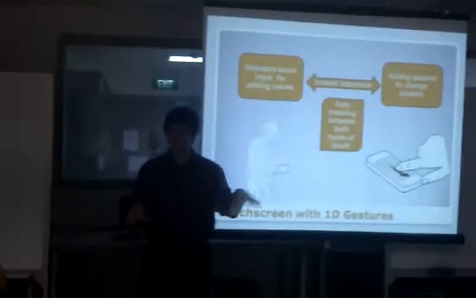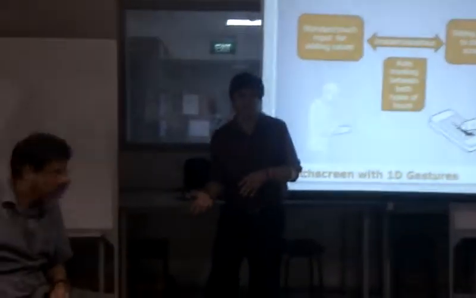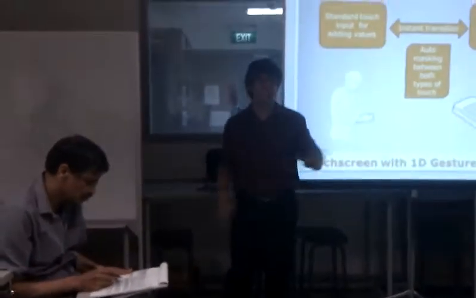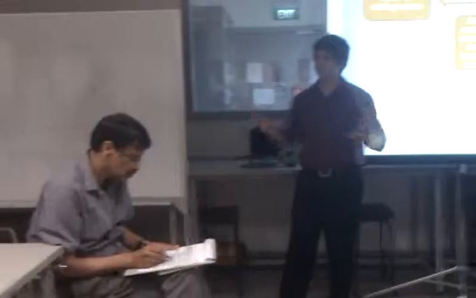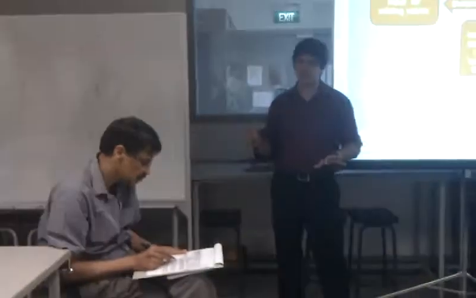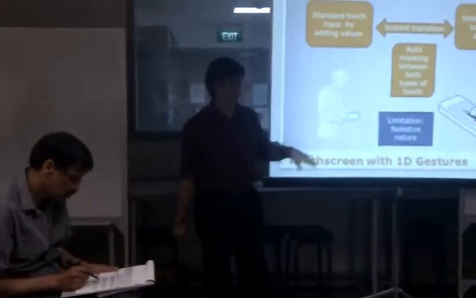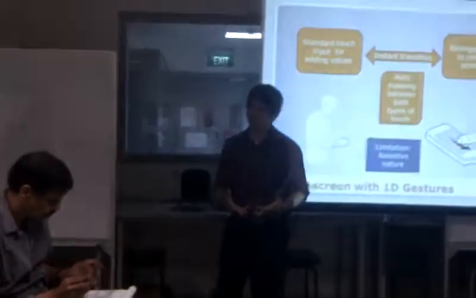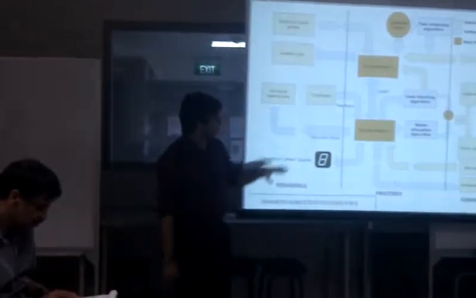And the best part is there's instant transition. The user doesn't need to say, I'm going to change screens now, so switch to sliding feature, or I'm going to touch something now, so switch to touch feature. There's an instant transition and there's auto masking of the other features. So if I'm going to slide, then all the touch inputs get masked and nothing else will get touched. It will only be recognized as a slide. So there's instant transition between those two. The only limitation is that a capacitive touchscreen would have worked better, but we used a resistive touchscreen because a capacitive touchscreen is harder to program.